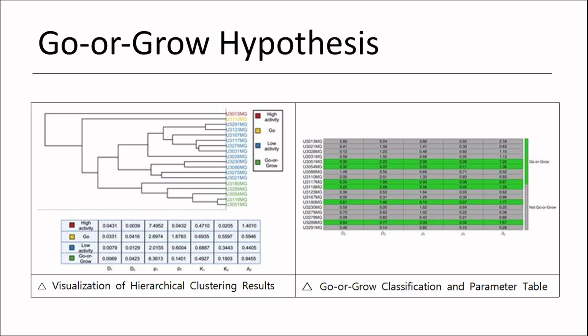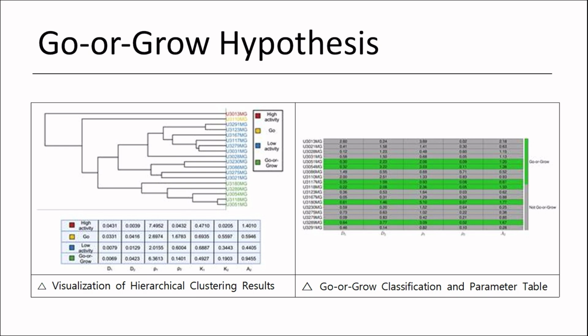In the third cluster, most of the cell lines show low diffusion, growth, and advection rates, indicating a low activity state. Lastly, the fourth cluster, labeled as go or grow, includes cell lines where the first population has low growth but high diffusion and advection, reflecting significant heterogeneity and invasive potential.